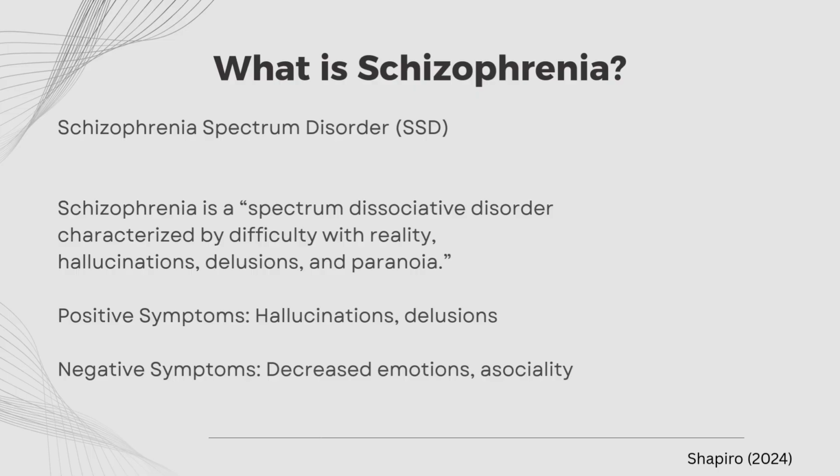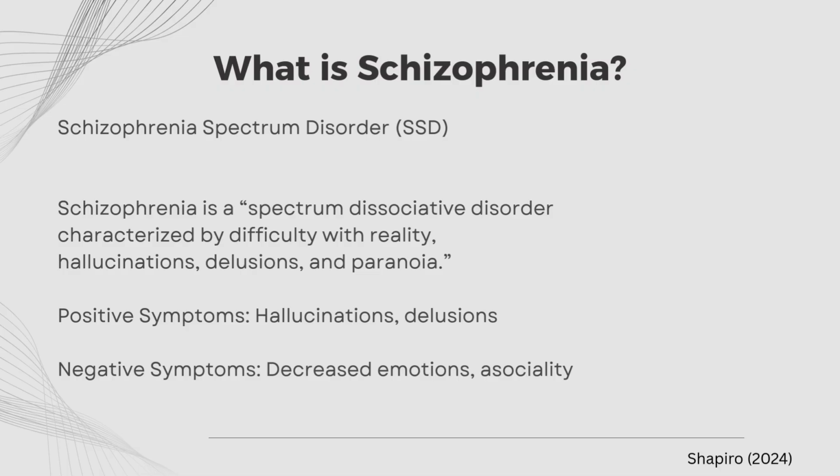In the DSM, it's known as schizophrenia spectrum disorder. It's a spectrum dissociative disorder characterized by difficulty with reality, hallucinations, delusions, and paranoia. This is how our textbook describes it, and it's referred to now as a spectrum disorder because of the spectrum of symptoms and severity of symptoms that people who suffer this disorder face.